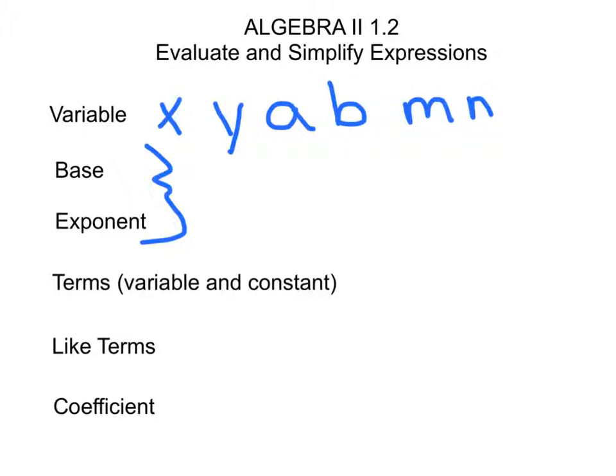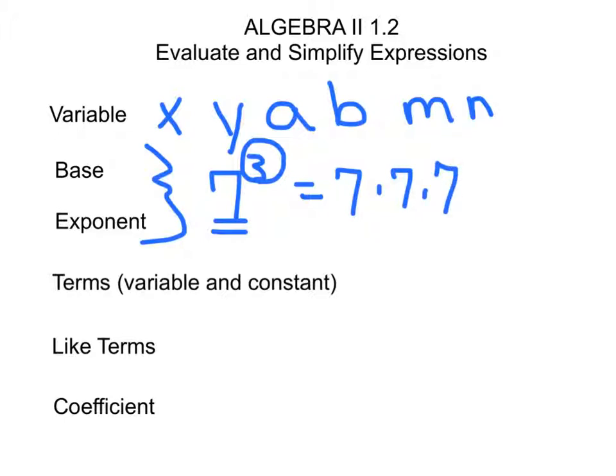Okay, the next set of things that we are going to look at is a base and an exponent. Those things kind of go together. All right, so if we have 7 to the third power, the base number here is 7. The exponent is 3. The exponent tells you how many times the base will be used as a factor. So 7 to the third, you use your base number, 7, as a factor 3 times. 7 times 7 times 7.